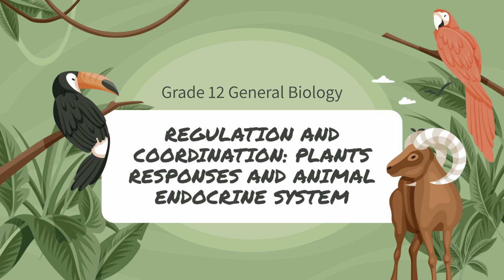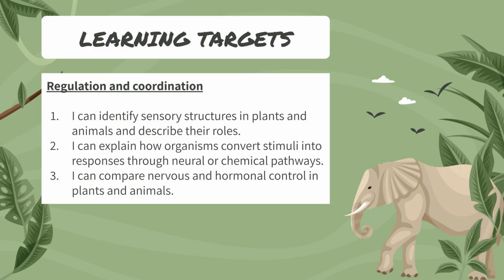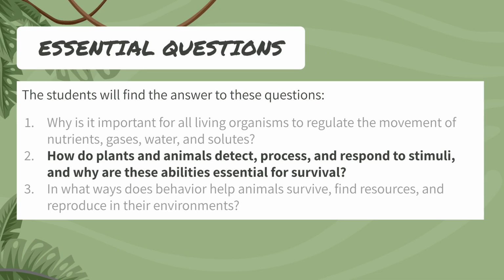Hello, dear students. Today we are learning about regulation mechanisms of plants and animals. Before the end of this lesson, you should be able to identify and describe sensory structures in plants and animals, explain how organisms convert stimuli into responses, and compare regulation control in both groups of living things. We will try to answer this essential question: how do plants and animals detect, process, and respond to stimuli, and why are these abilities essential for survival?